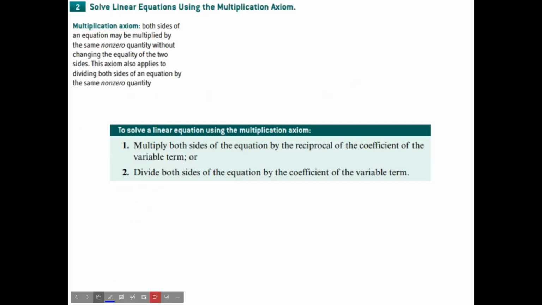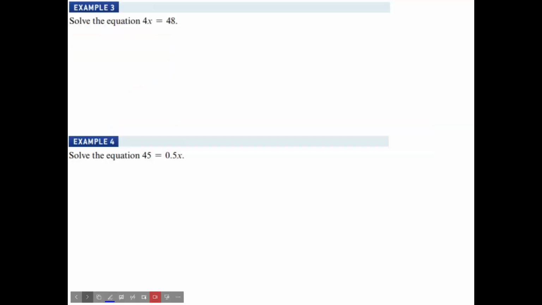So, solve linear equation using the multiplication axiom. What is the multiplication axiom? Both sides of the equation may be multiplied by the same non-zero quantity without changing the equality of the two sides. Of course, it's non-zero, right? This axiom also applies to dividing both sides of an equation by the same non-zero quantity. So we use that when we have fractional coefficients, to make life easier. So multiply, divide, stuff like that. Okay, solve the equation.